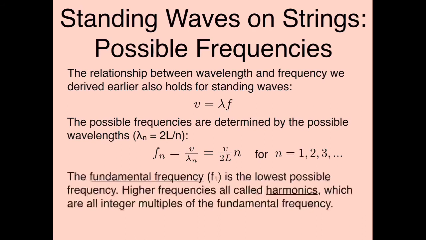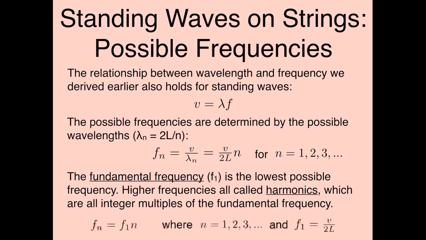Okay, so if you look at this formula for the possible frequencies, you'll notice that the lowest possible value we can get is just if you plug n equal to 1 into that equation. So that lowest possible frequency, where n is equal to 1, is called the fundamental frequency. We call this f1. Now, of course, there are higher frequencies that are possible if you plug in, let's say, n equals 2, n equals 3, or anything else, and those are called the harmonics.